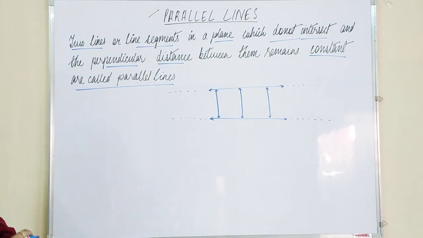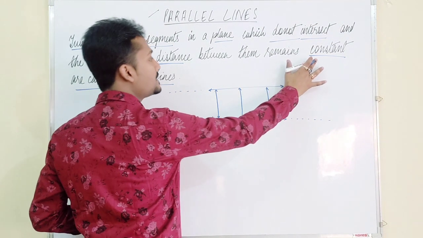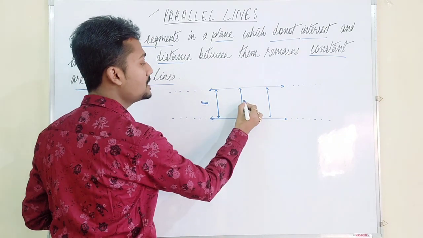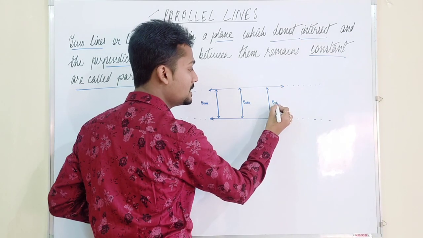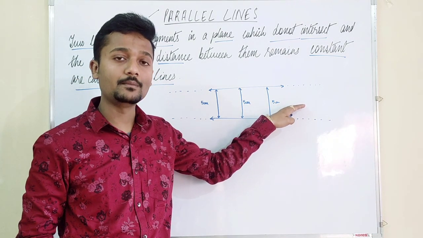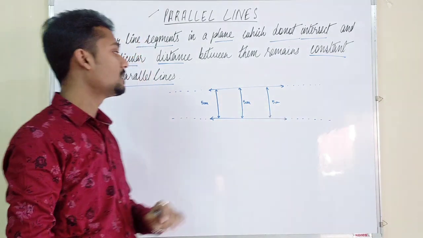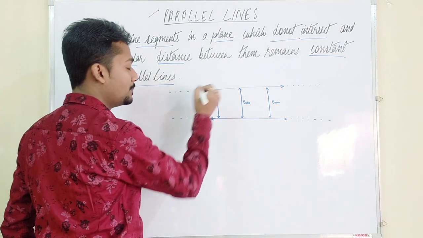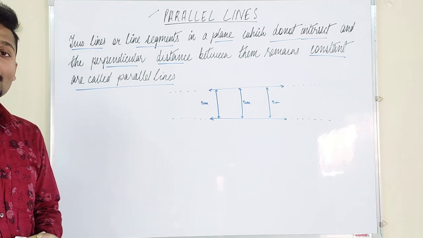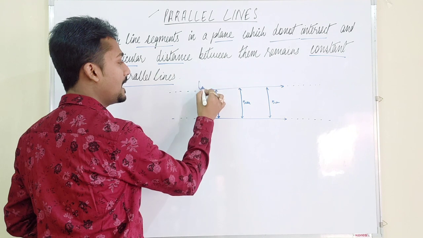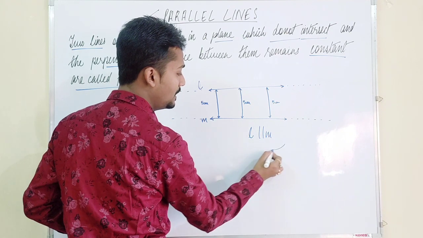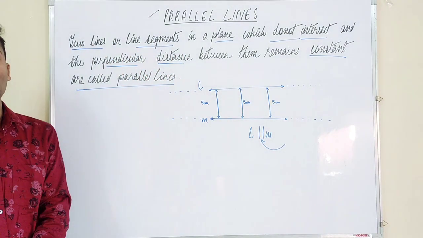If the perpendicular distance between them remains constant, that means if the distance here is 5 cm, here also it is 5 cm, and even here it is 5 cm. What can we see? That the perpendicular distances are remaining the same, they are not changing, isn't it? Then this pair of lines will be known as parallel lines. That means lines L and M are parallel. L parallel to M. This is the symbol for parallel.